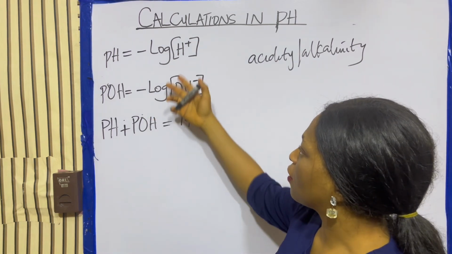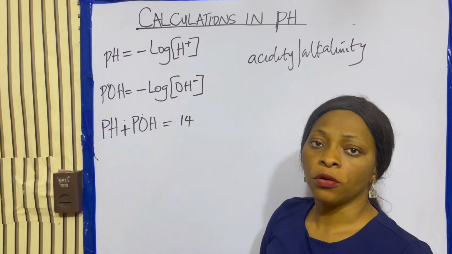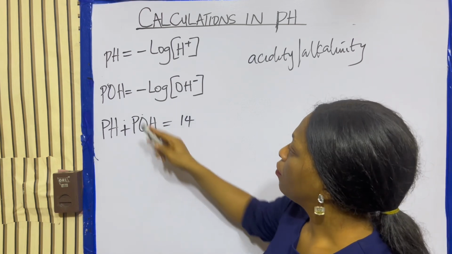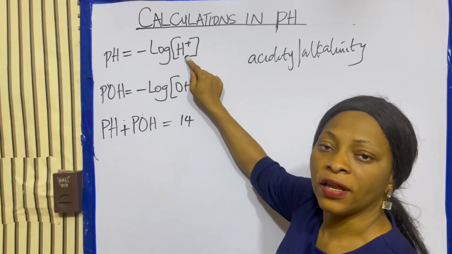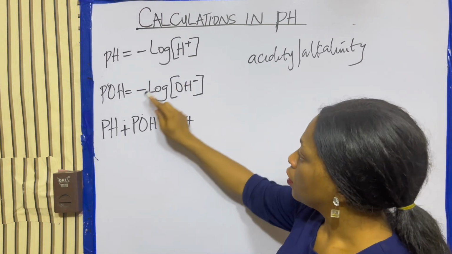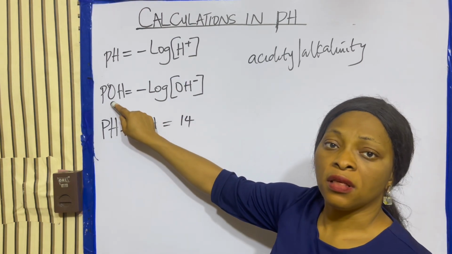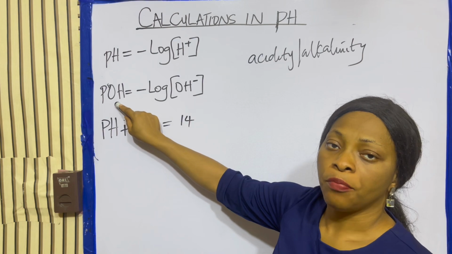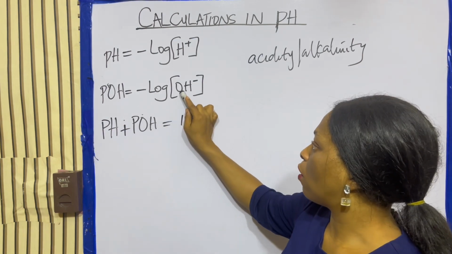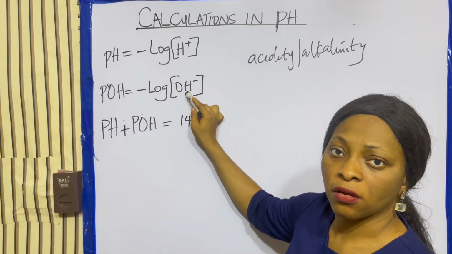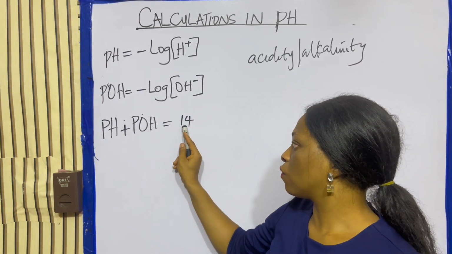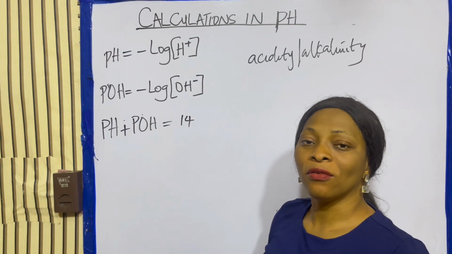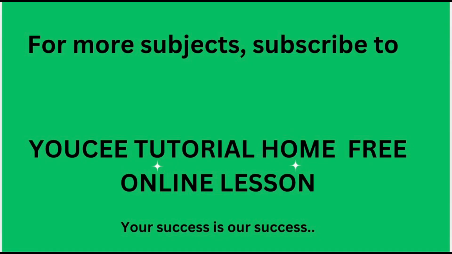So these are the formulas for solving questions on pH. Now, pH is equal to minus log of the hydrogen concentration. Then this is pOH. pOH is minus log of the hydroxide concentration. Then pH plus pOH is equal to 14. So let's look at some questions.